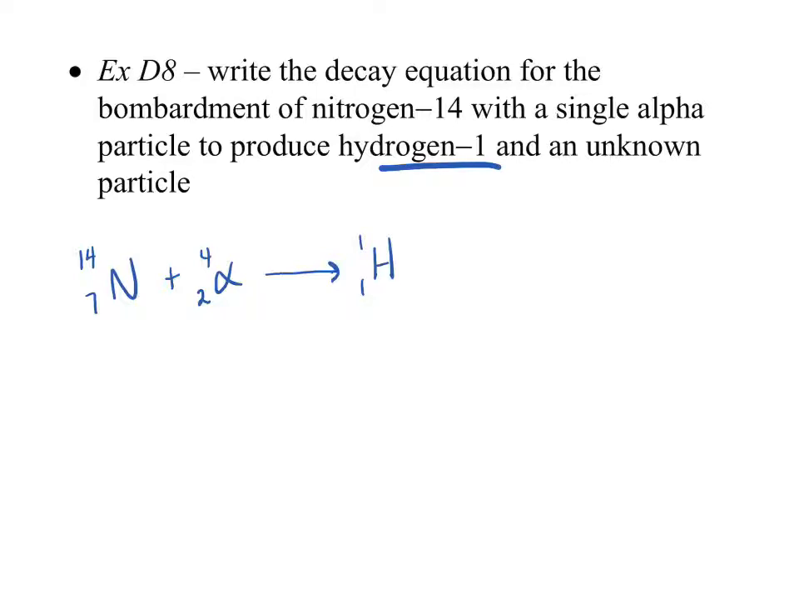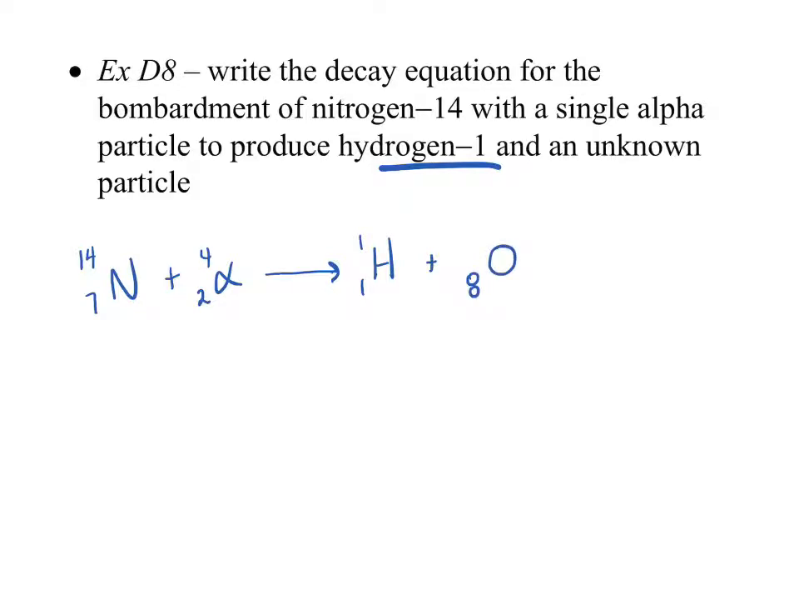Okay, well, we can figure this out. So remember, we need conservation of charge. We need conservation of nucleons. So 7 plus 2 is 9. So since the left side is equal to 9, we also need the right side equaling 9. So we need something with an atomic number of 8, because 8 plus 1 will equal 9. What has the atomic number of 8?